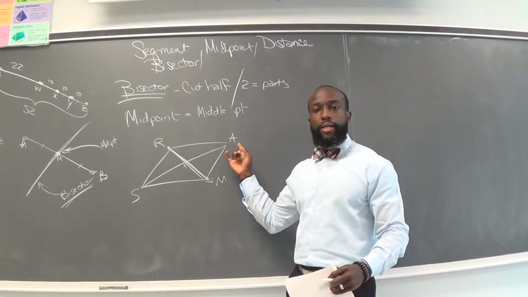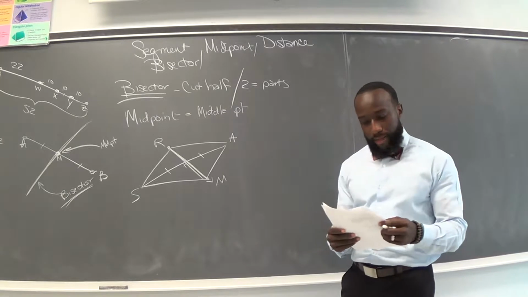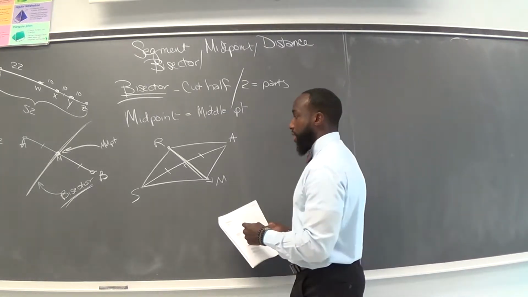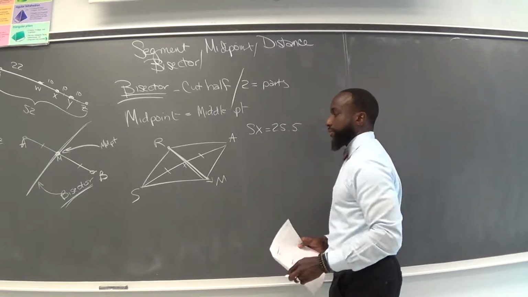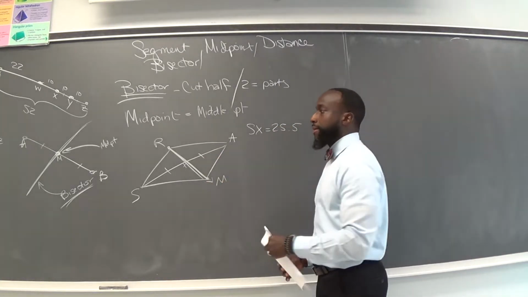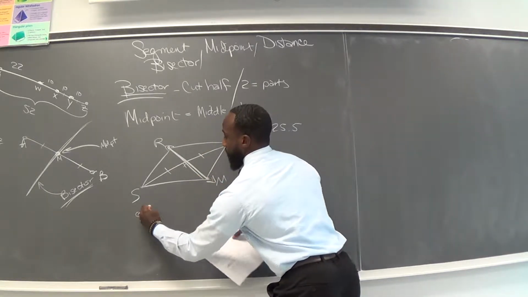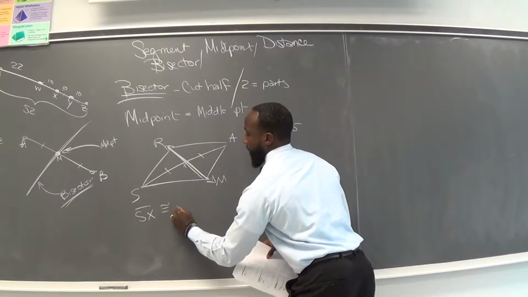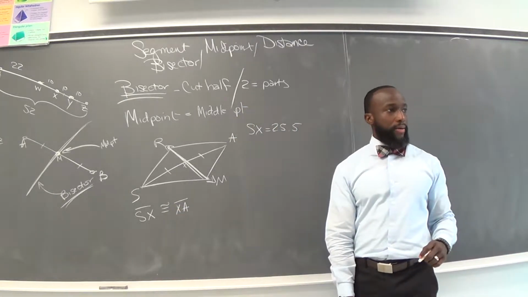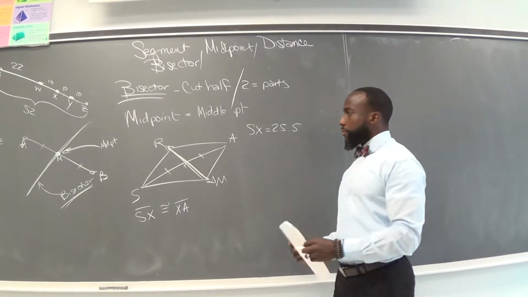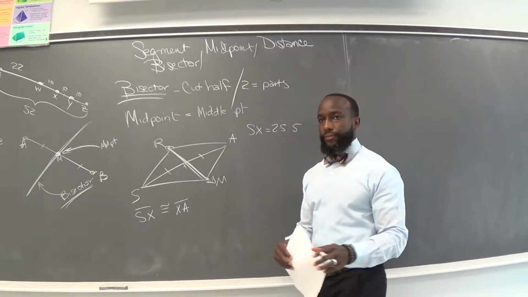They're congruent. Good. They are congruent, so they're equal to each other. Now the next information says that SX equals 25.5. So based on this picture already, because this is a bisector, that means that SX is congruent to segment XA. Everybody good with that? Yes. So they want to know what SA is going to be, okay?